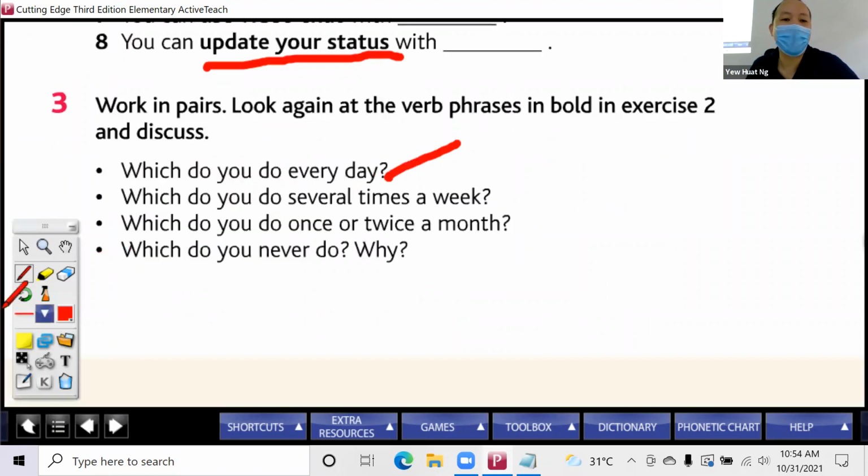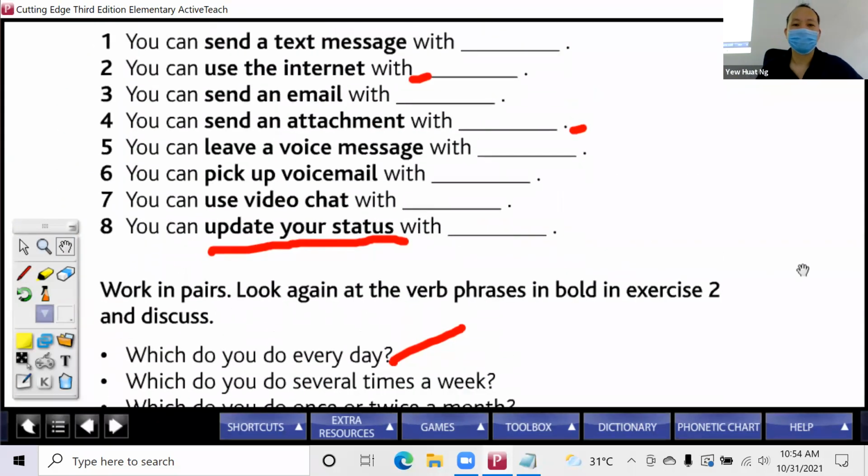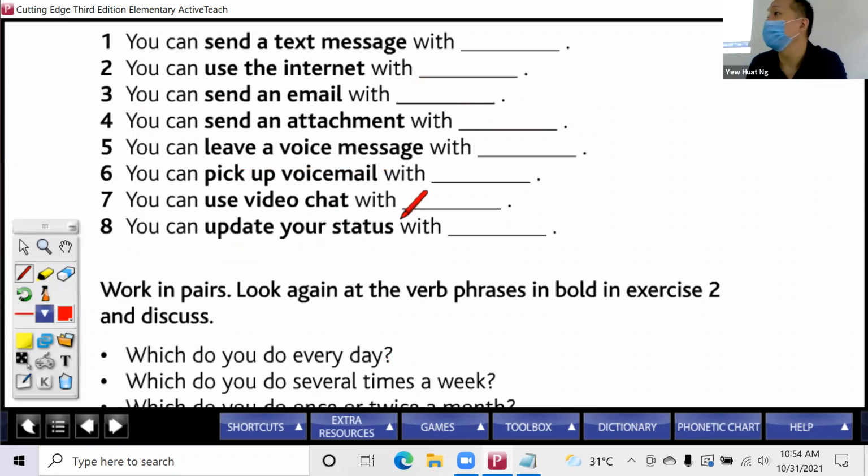Which do you do every day? Which do you do every day? Message. Leave a voicemail. Do you leave a voice message every day? No, I do. Almost every day I will leave a voice message. Yeah. Do you pick up voicemail every day? Of course. Do you pick up voicemail every day?